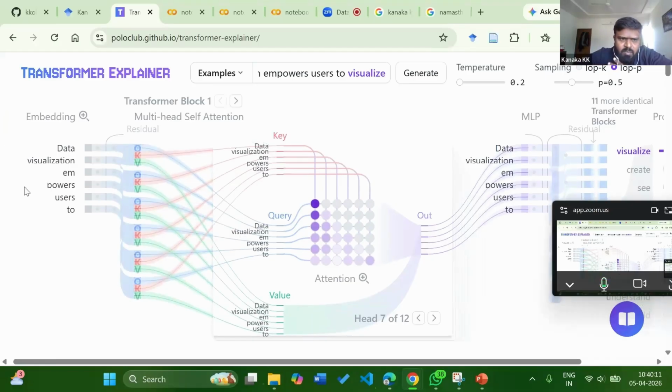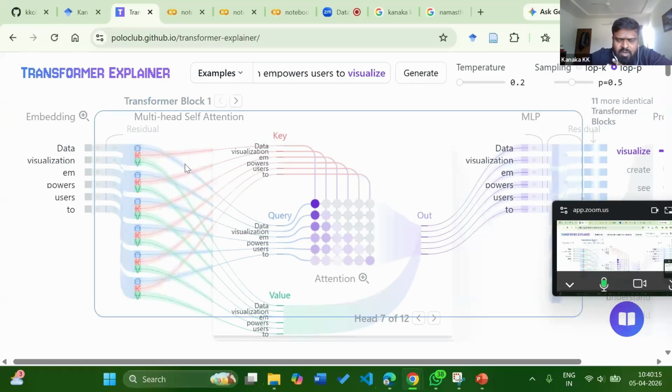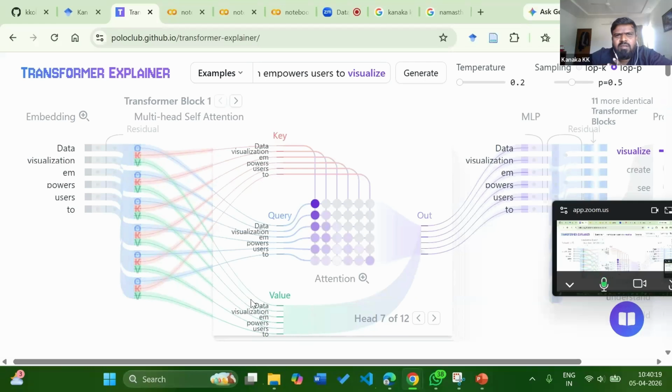One is the embedding component. Then there is the self-attention, because nobody teaches them the attention; based on the data they learn it, that's why it is self-attention. Then there will be a multi-layer perceptron. Now we will go deep into understanding the transformer.